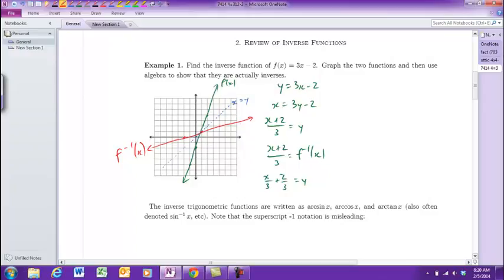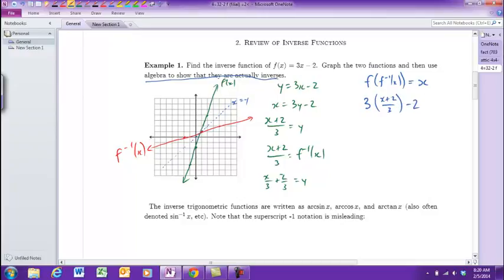And then the last thing it says is use algebra to show they are actually inverses. So how do I do that? What I'm talking about here is the fact that if you substitute in an inverse function in for x for the regular function, that is, if you compose a function and its inverse, it should always give you x. So if I do that here, my f of x is 3x minus 2. So if I do 3, in place of x, I'm now going to put x plus 2 over 3, because that's my inverse function.